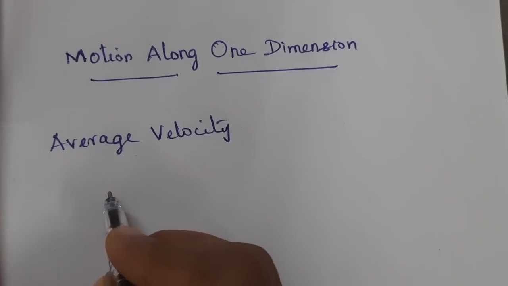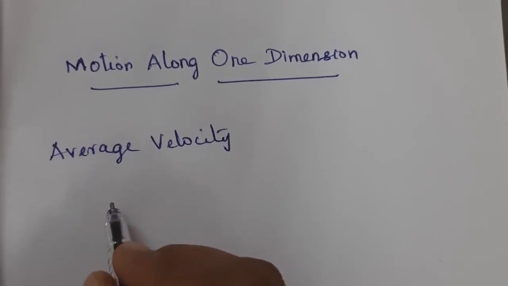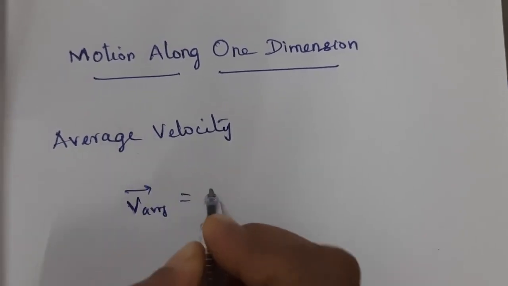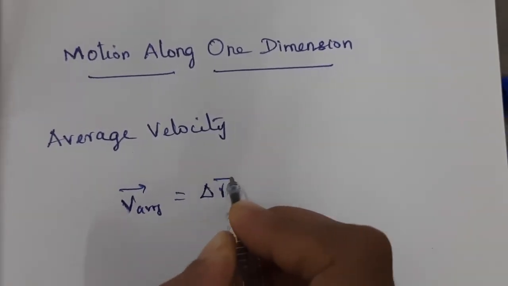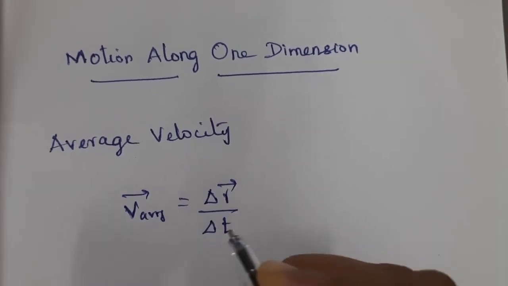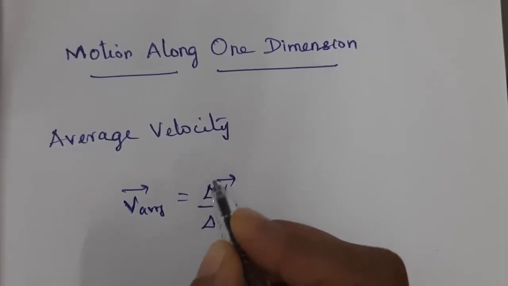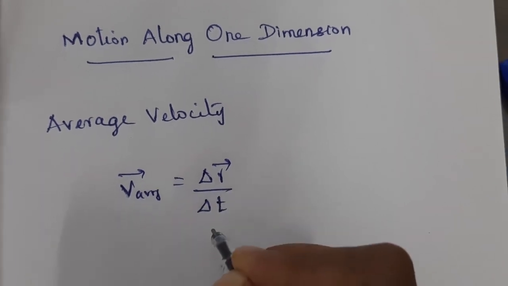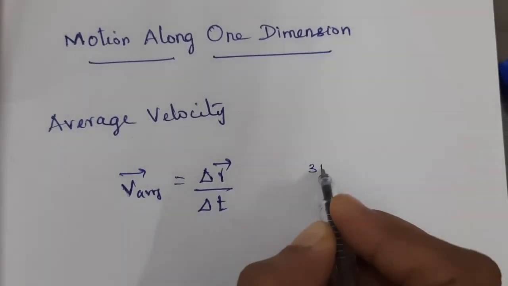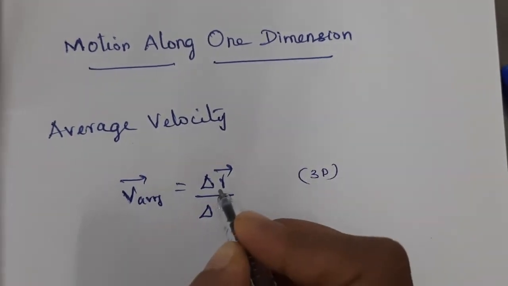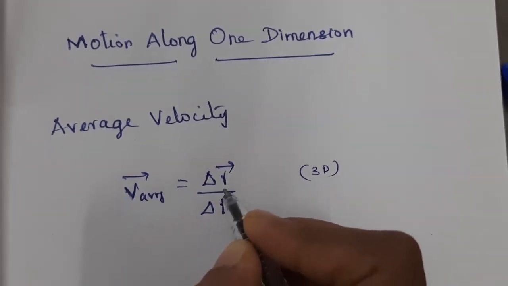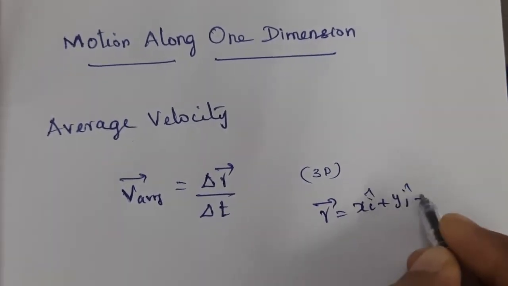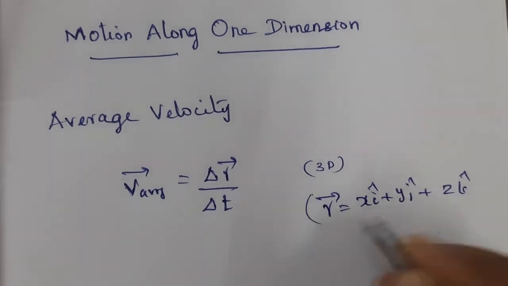In the three-dimensional system we can write the average velocity, V average, a vector quantity, is equal to delta r by delta t. The average velocity is defined as the ratio of the displacement vector to the corresponding time interval. This is in the case of three dimensions. r is a position vector, that is displacement. How can we write the r vector? x i cap plus y j cap plus z k cap.